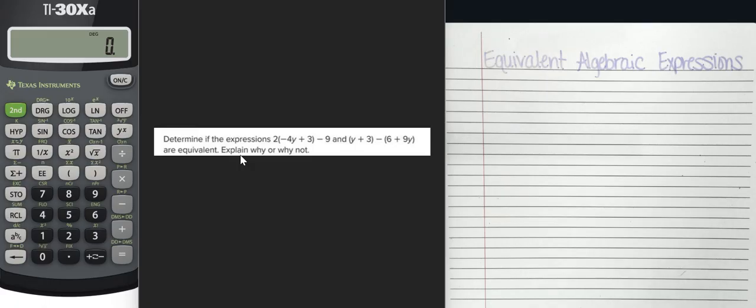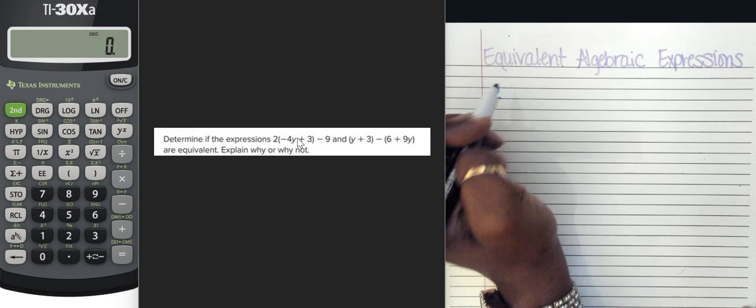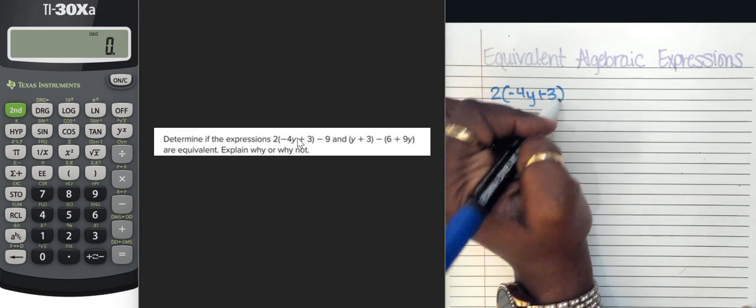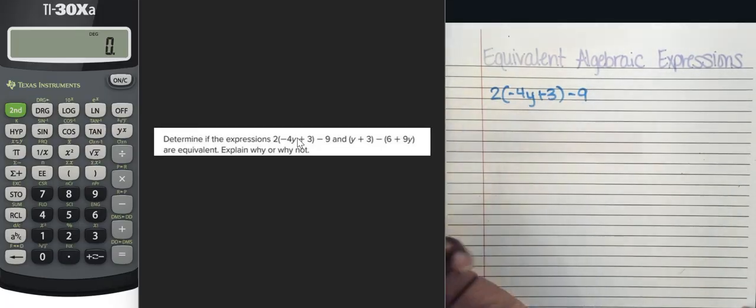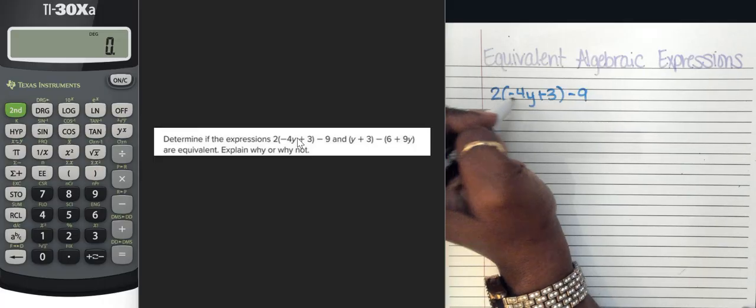So the first thing we want to do is simplify our first expression. And remember that an expression means that we are not comparing it to anything else. We don't have an equal or an inequality sign. We just simply have our expression. So we have 2 times negative 4y plus 3, and then we want to subtract 9. So what we need to do is simplify it. So the first thing I'm going to do is get rid of the parentheses.